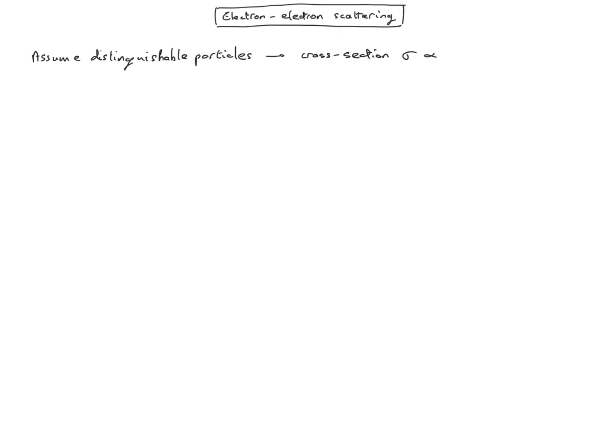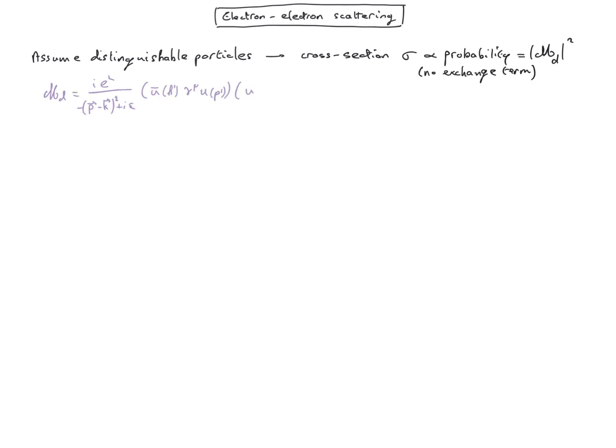To simplify the calculation of the probability, or equivalently the cross-section, because both are proportional to each other, let's assume that electrons are actually distinguishable particles, and therefore we don't take into account the exchange term. We just have the direct term in the amplitude, and we need to take its modulus squared. This is the amplitude we obtain from Feynman rules.